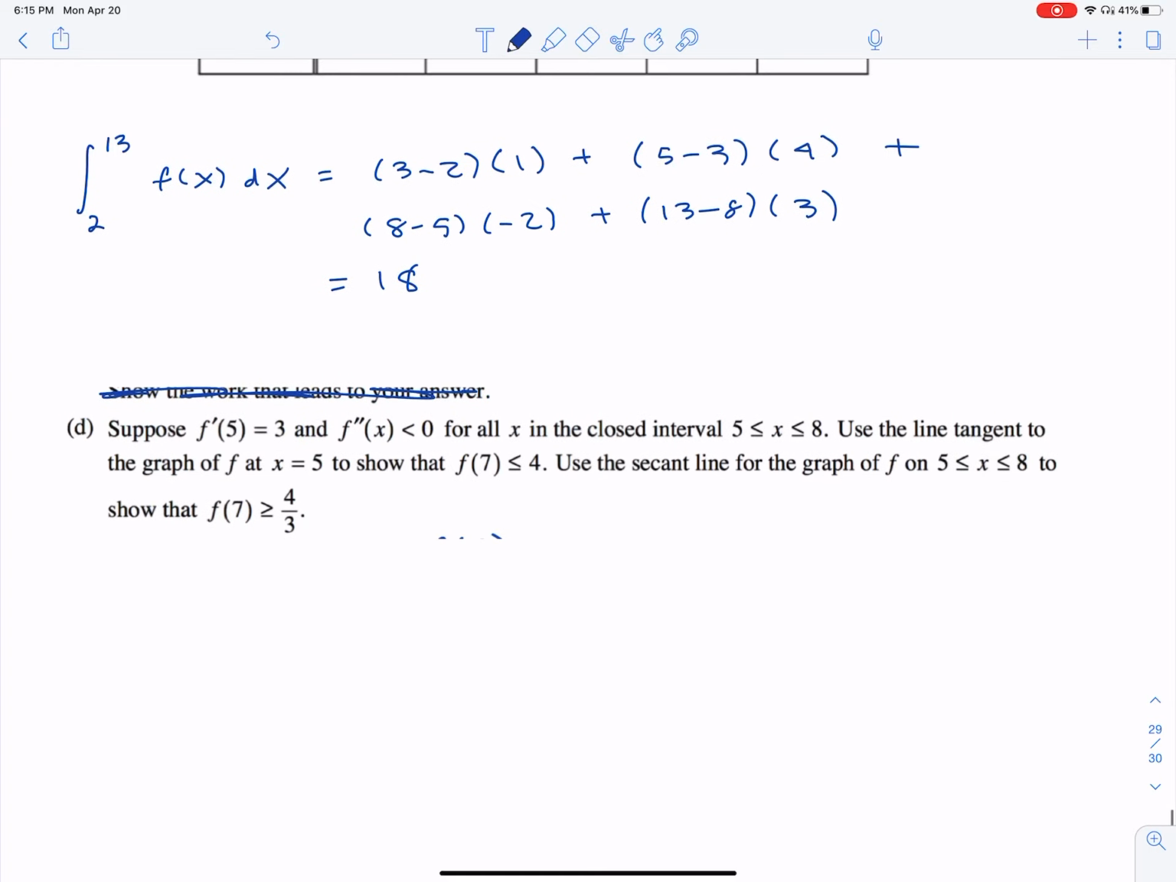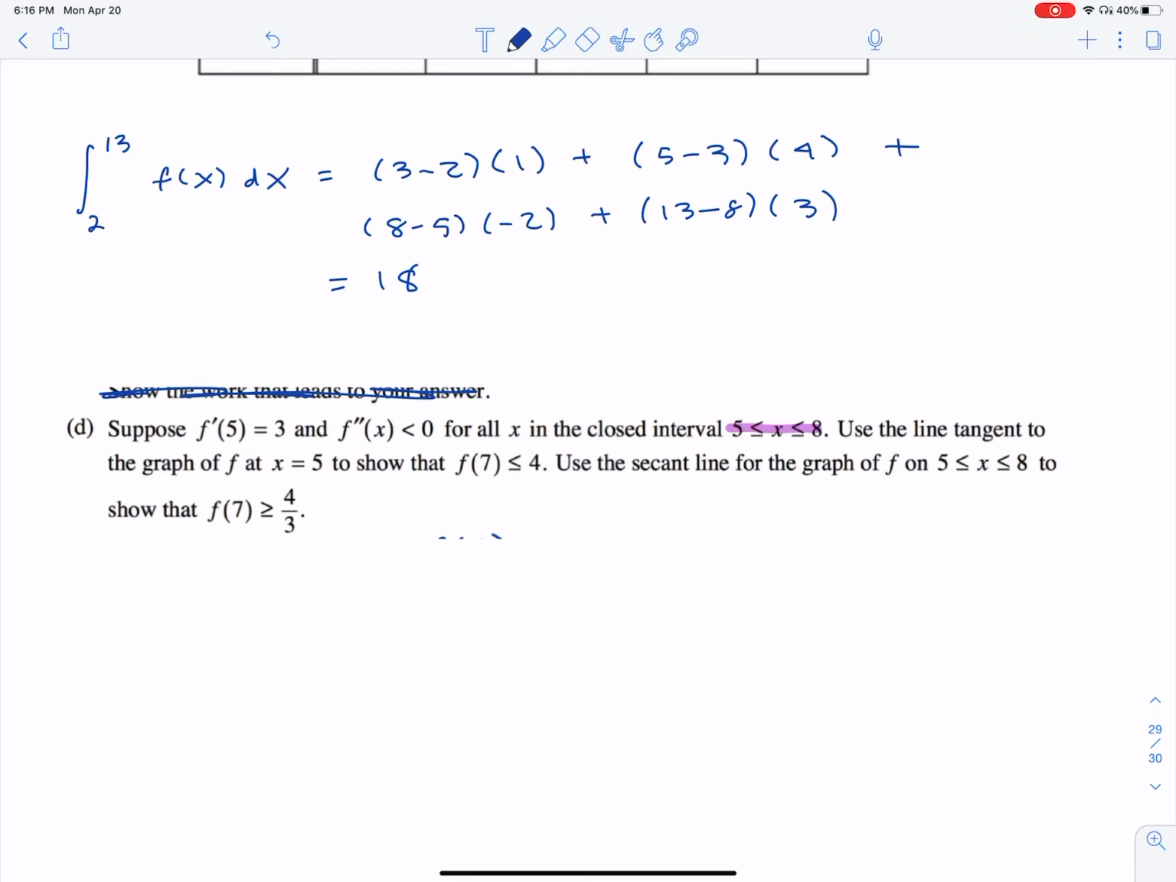Okay, suppose f prime of 5 equals 3. So the slope of the tangent line at x equals 5 is 3. And the second derivative is negative, which means this function is concave down on the closed interval from 5 to 8. Use the tangent line to the graph of f at x equals 5. So I'm going to start right there because there's a direction. I'm going to have to find the tangent line at x equals 5.